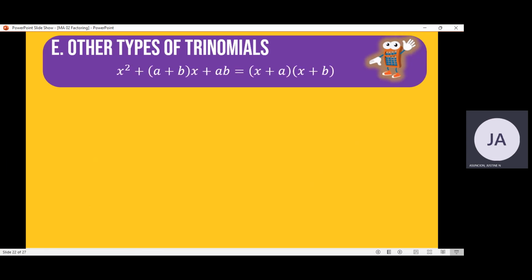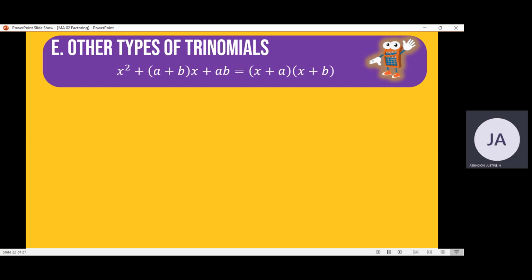Okay, so aside from the perfect square trinomial, there are other types of trinomials. Sometimes we cannot express it as the perfect square trinomial, so we need to utilize a new method. This type of method actually is a trial and error. Notice that the sum of the factors of the last term should be equal to the coefficient of the middle term. Again, the sum of the factors of the last term should be equal to the coefficient of the middle term.